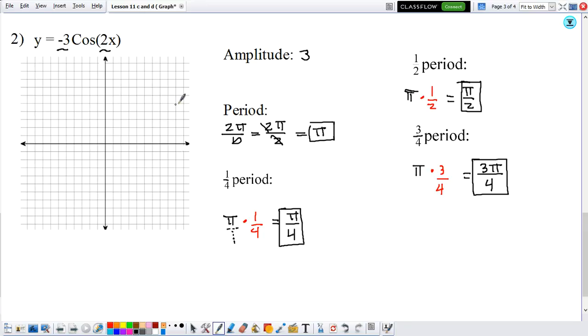Let's make our axis. Let's start with the amplitude. The amplitude is 3, so each square is 1 now. 1, 2, 3. 1, 2, 3. Okay, so that's our max and min. So now let's start with the period. The period was all the way at the end, which we found to be pi.